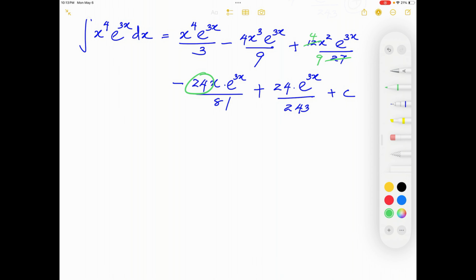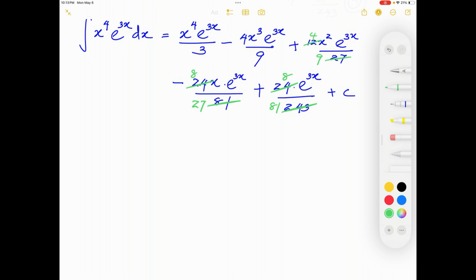In the next fraction also we have a common factor, which is 3. 24 divided by 3 is 8. 81 divided by 3 is 27. And again, right here also I have a common factor. Once again, 3 is common. 24 divided by 3 is 8. 243 divided by 3 is 81.